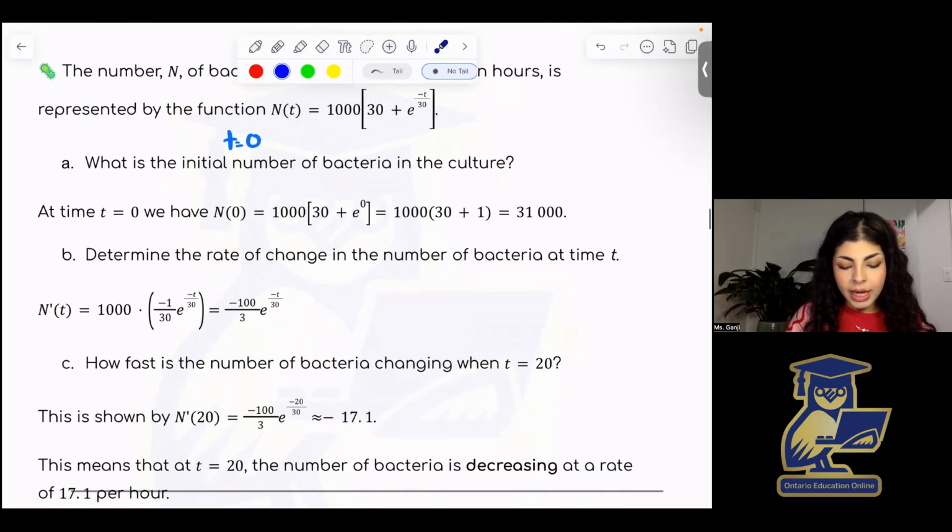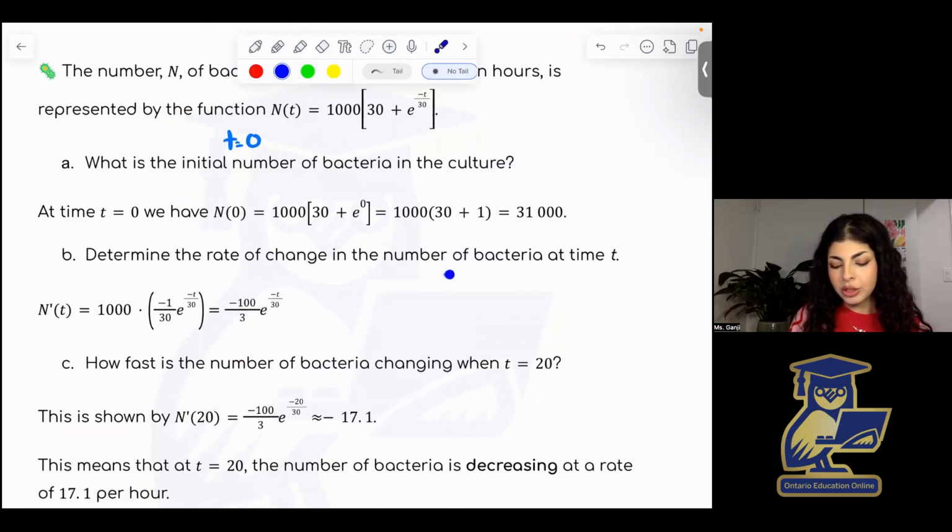Now, our next part asks us to determine the rate of change in the number of bacteria at time t. So rate of change, remember, is our derivative. So given the time t, so a generalized time, we're finding our derivative function, so n prime of t.